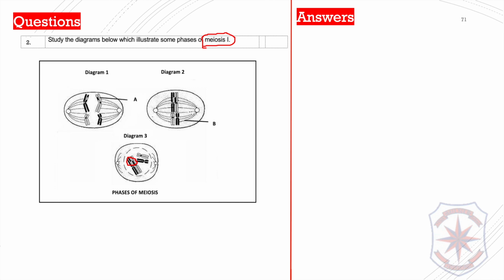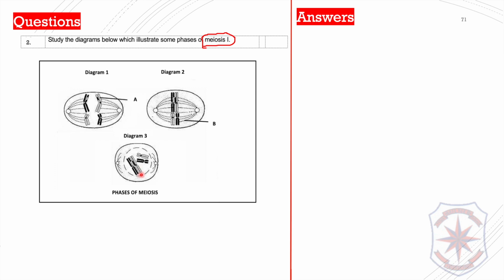We see that the chromatids of the homologous chromosomes have overlapped, as you can see over there. And which process within meiosis do we know happens when the chromatids of the homologous chromosomes overlap? That is called crossing over. And when during meiosis does crossing over take place? It takes place during prophase 1, not prophase 2, prophase 1.